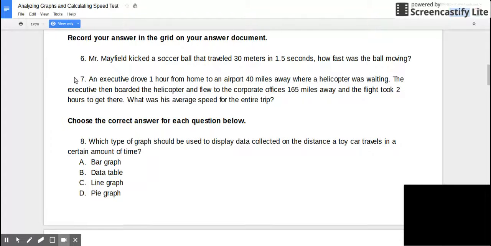Number 7, an executive drove 1 hour from home to an airport 40 miles away where a helicopter was waiting. The executive then boarded the helicopter and flew to the corporate office 165 miles away, and the flight took 2 hours to get there. What was his average speed for the entire trip? Again, show your work, but you won't be graded by showing your work. You'll only be graded on having the correct answer.